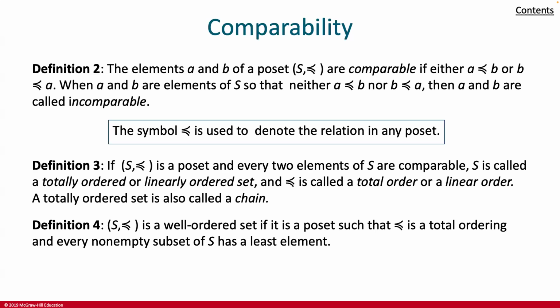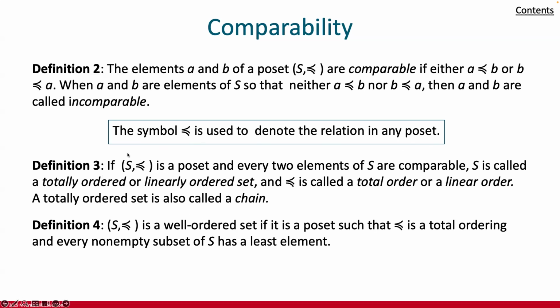So we have three more definitions. First of all, for comparable: the elements a and b of the poset (S, ≼) are comparable if either a ≼ b or b ≼ a, where a and b are elements of S. When neither of those relationships holds, a and b are called incomparable. The symbol ≼ is used several times to denote the relation in any poset, so we're using it again here in definition 3.